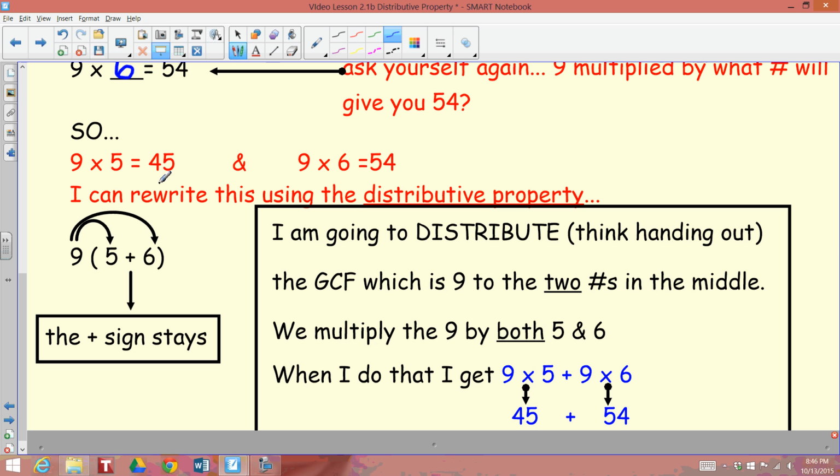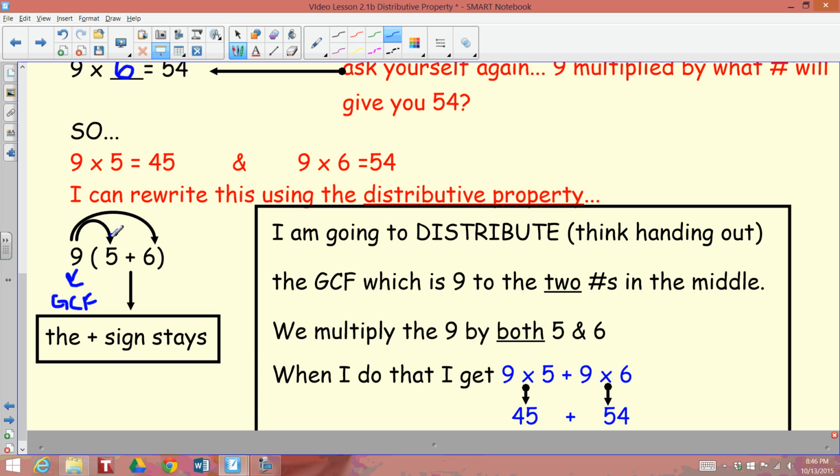I can rewrite 45 plus 54 as 9, which is the GCF, or the greatest number of groupings I can make, times the quantity 5 plus 6. The 5 and 6 are the add-ins on the inside, because 9 times 5 is 45, and 9 times 6 is 54. So this is just another way of rewriting 45 plus 54.